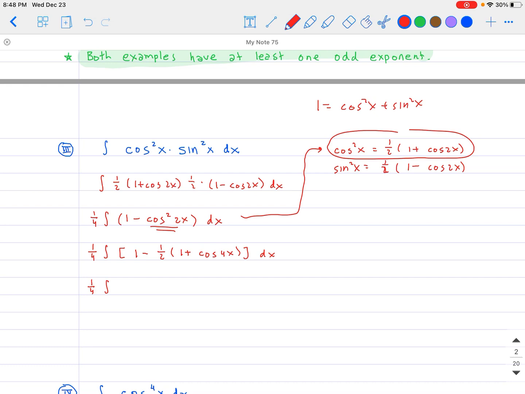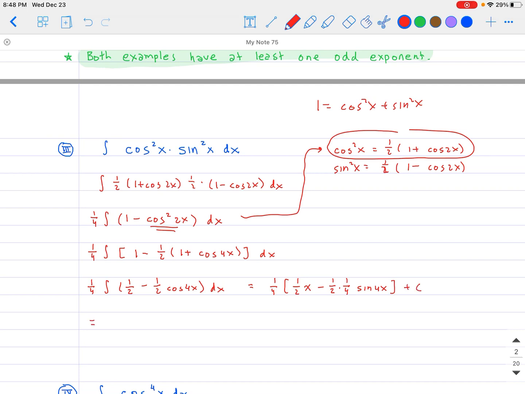So 1/4, the integral for the inside part is going to be 1 minus 1/2, so that's going to be 1/2, and then minus 1/2 times the cosine of 4x, and then we have dx. So that is going to be equal to 1/4, and let's integrate this: 1/2 times x, and then cosine is our derivative, so the antiderivative is going to be sine. So there's going to be a 1/2, this antiderivative, which is sine of 4x, and I'm going to divide by 4 because of the chain rule. And then all of that is going to be plus c.